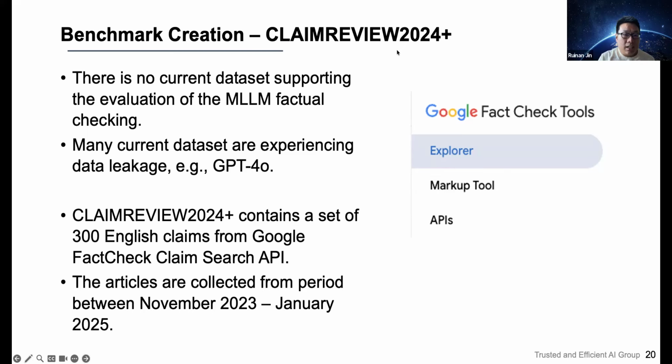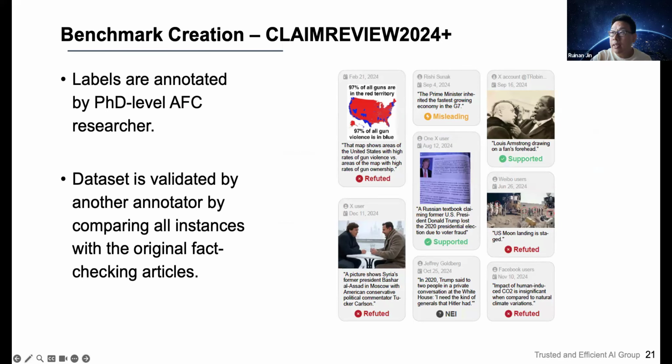In this dataset, it contains a set of 300 English claims from the Google Fact Check Claim Search API. So they are building these claims from this API and also performing human validation. Those articles are collected from the period between November 2023 and January 2025. So their focus model is GPT-4o, which was developed before November 2023. And here are some examples of their claims.